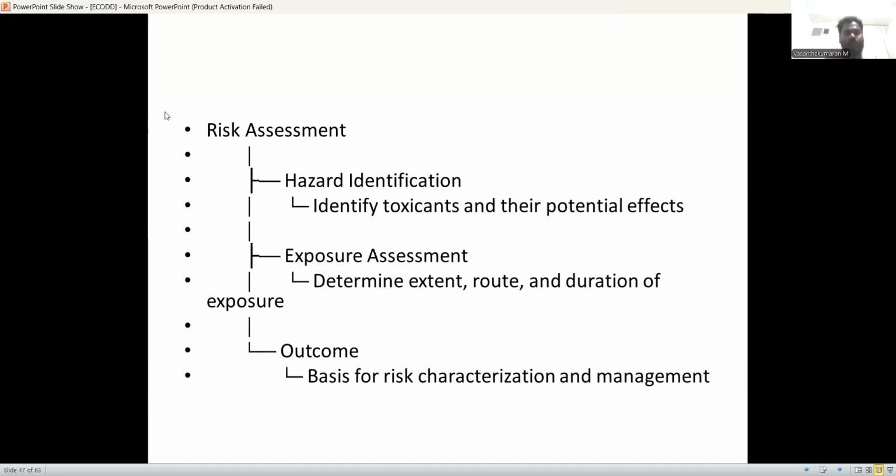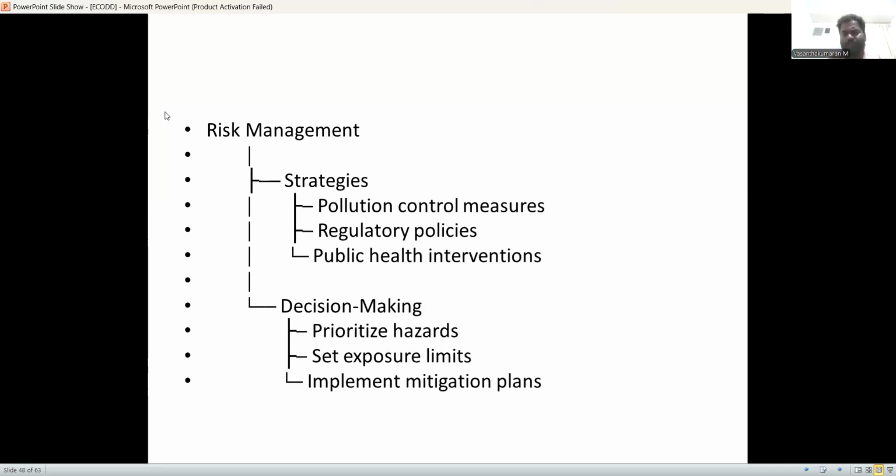We should study this, because we have already started to harm our motherland, our mother nature. So now we should look at what pollution control measures there are. We should read the policies and know the public health interventions that are happening. You should be a decision maker: which hazards we should keep near us and which we should not. We should know or set the exposure limits, and we should implement the mitigation plans. We should do all these steps.